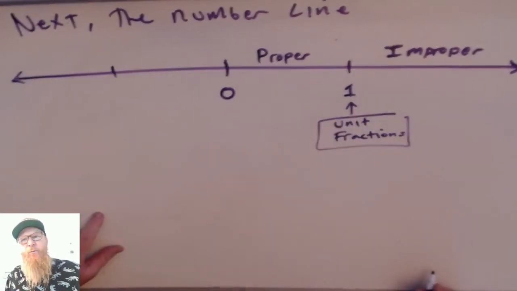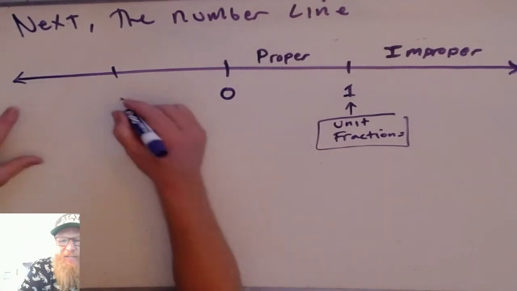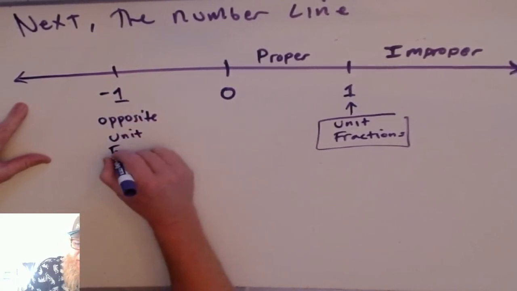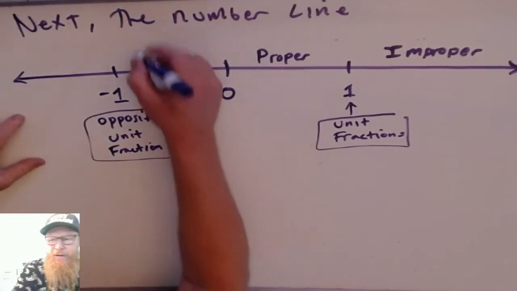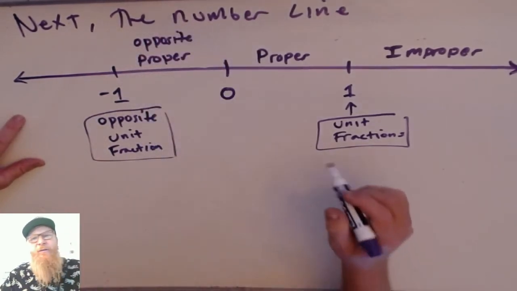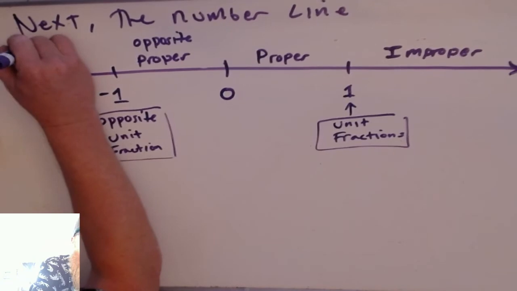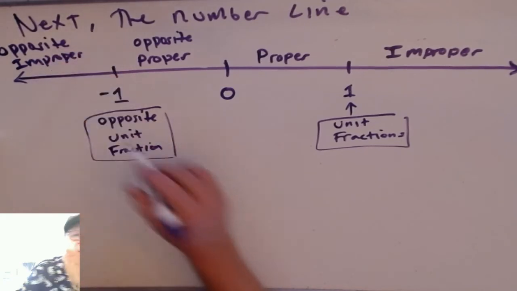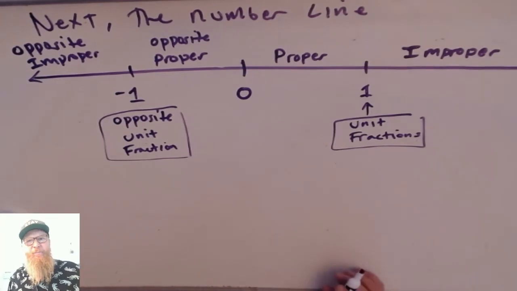There's my fancy 1. On the negative side, you have the opposite unit, negative 1. You have the opposite propers. Those are between 0 and negative 1. And then you have the opposite impropers. Those are less than negative 1, or farther to the left of negative 1.